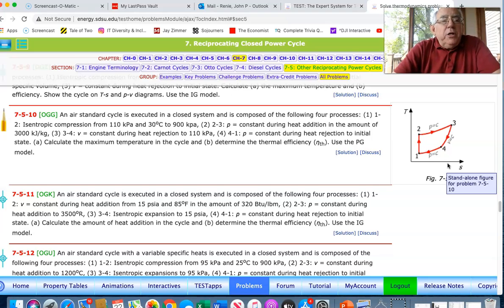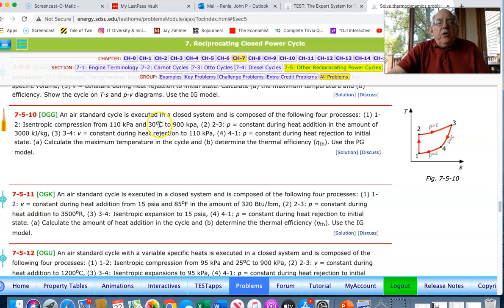First of all, from 1 to 2 is an isentropic compression from 110 kPa and 30 degrees Celsius to 900 kPa. And so in this particular case, even though it is a closed system, we are going to identify the compression process, or the movement from one volume to another volume, in terms of the pressure rise.